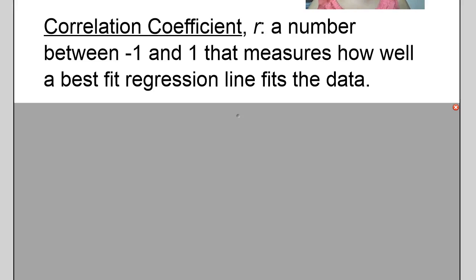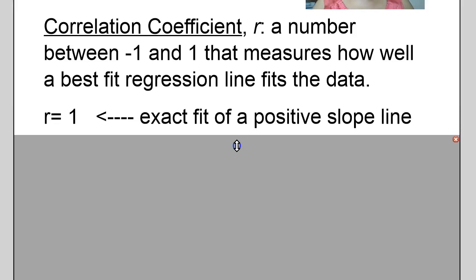Okay? So even if we find the best fit line, sometimes if the correlation is not strong or if the correlation is moderate, then that best fit line still isn't as accurate as we would like. And a way to determine how accurate the data is to a fit line is the correlation coefficient, which is a number between -1 and 1, and it measures how well a best fit regression line fits the data. If it equals 1, that means the fit line is an exact fit of a positive slope line.